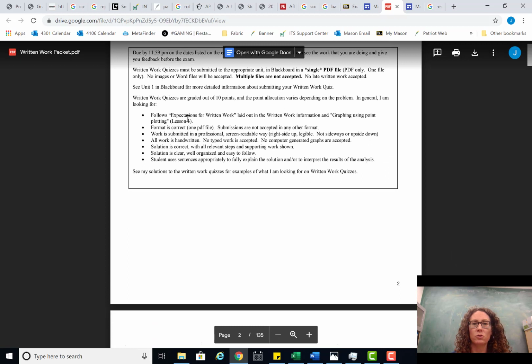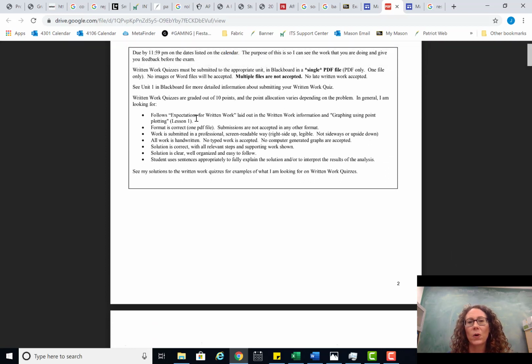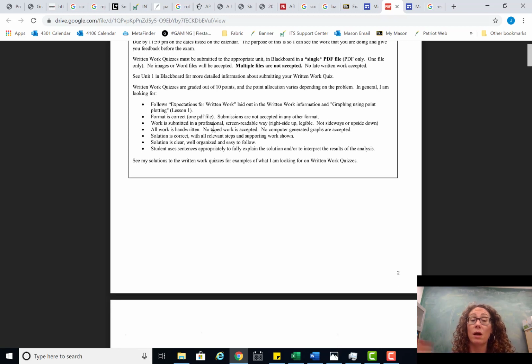I go over expectations for written work in the first week, and the formatting should be correct, hopefully. Work should be submitted in a professional way that I can read it, so make sure your work is readable. I also require, without accommodations, all work to be handwritten. This is so that I can see what you'll be turning in on the exam. So no computer generated graphs, no typed work, all of this is handwritten.